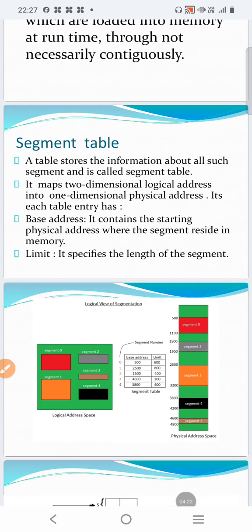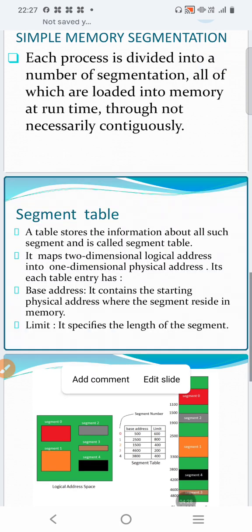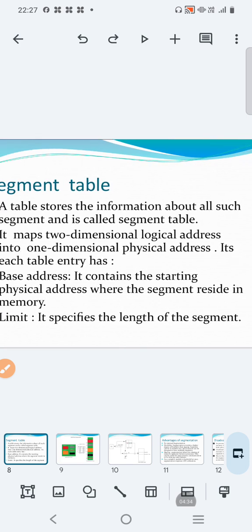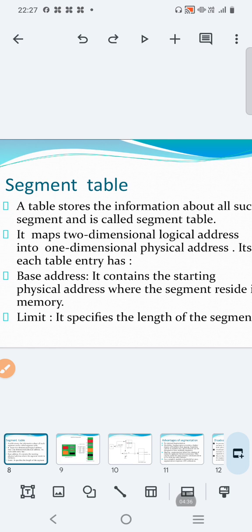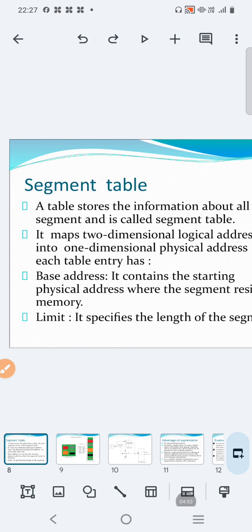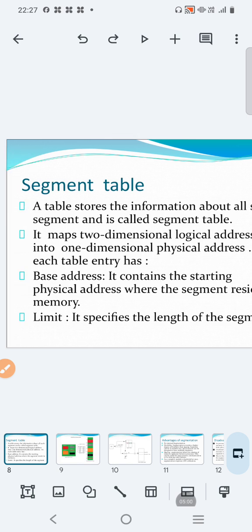Now, the segment table: what contents are available in it? The table that stores information about all segments is called the segment table. It is a two-dimensional logical address. The CPU will always create a logical address, and in order to execute a process in main memory we also need a physical address. The base address contains the starting physical address where the segment resides in memory. The segment table contains both the base address and the limit.